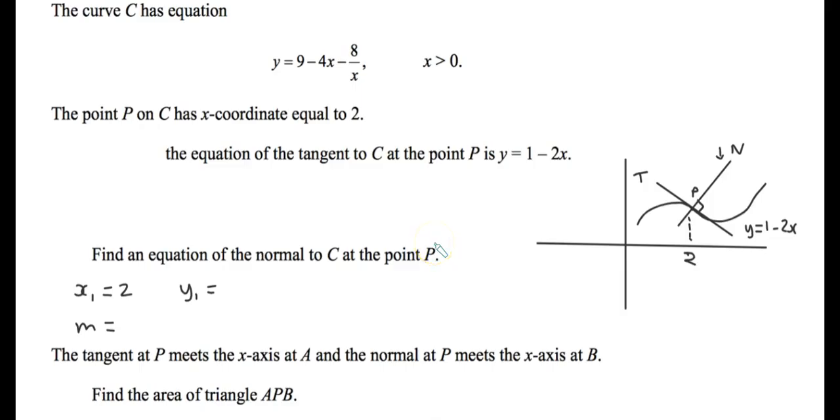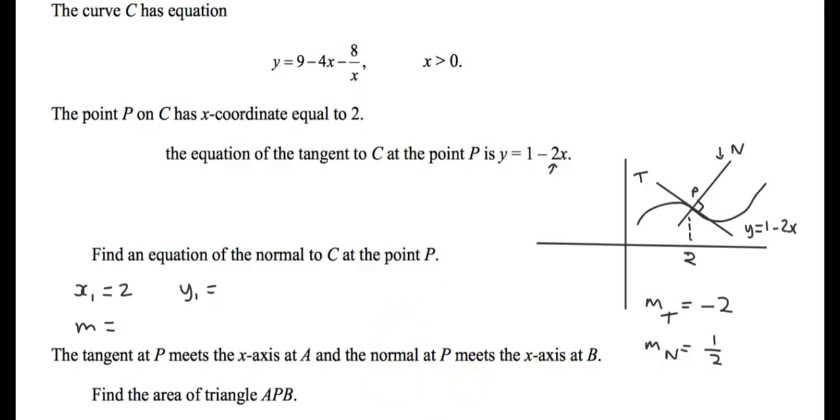Now the gradient of the normal is quite easy to work out because we know the gradient of the tangent. So the gradient of the tangent is actually going to be -2. I'll just put m and then a little t to show the gradient of the tangent, that is going to be -2, because we know that the equation of the line is y = 1 - 2x, this being the gradient of the line. Now the gradient of the normal is actually going to be a half. Okay, how can we get that?